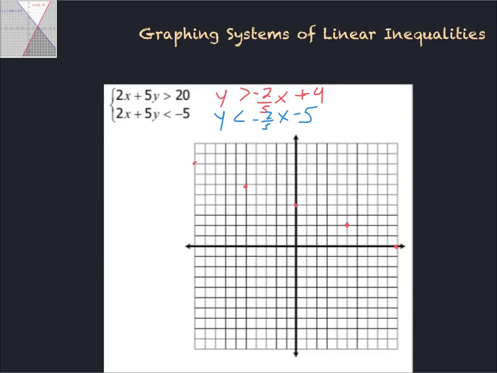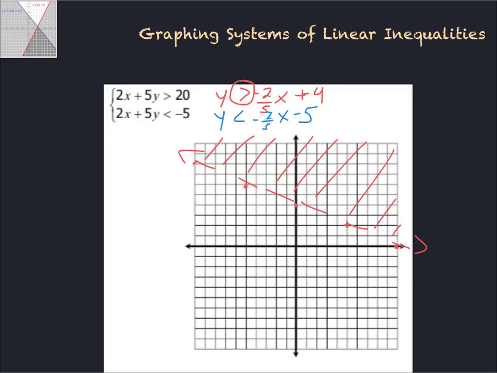And what kind of line am I going to have? Unfortunately, all my examples have been dashed lines. I should have included ones that have solid lines. But we're going to have a dashed line once again because it's a greater than symbol. And what area am I going to shade for my red line? Well, it's a greater than symbol, which means I'm going to shade above my line. It's going to look like this. I'm going to shade above my line.